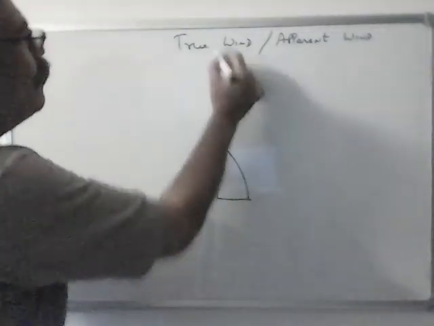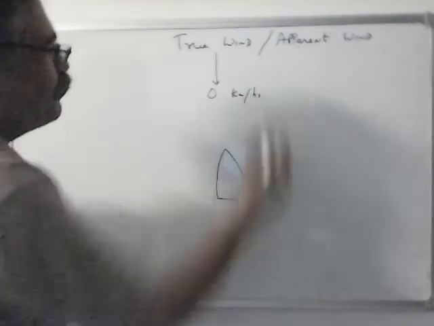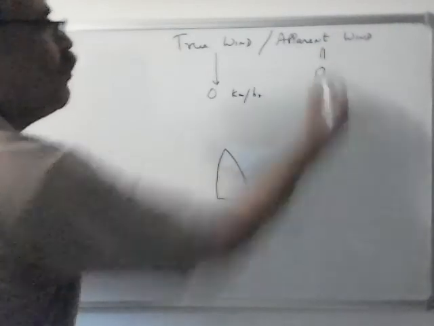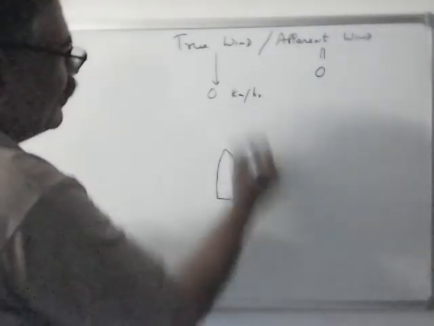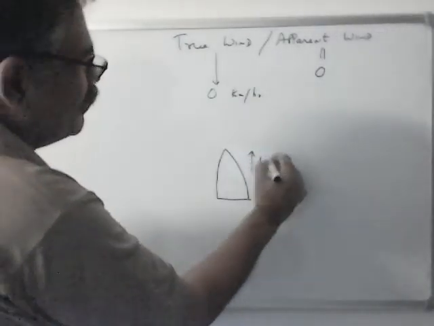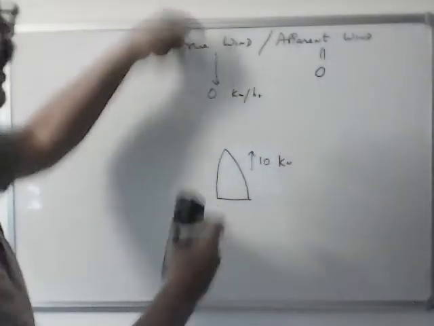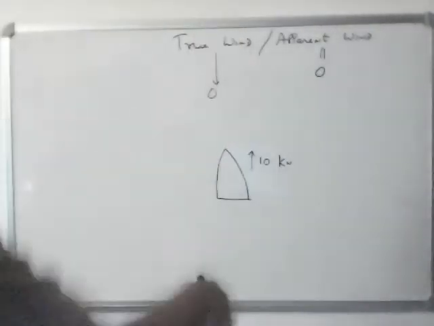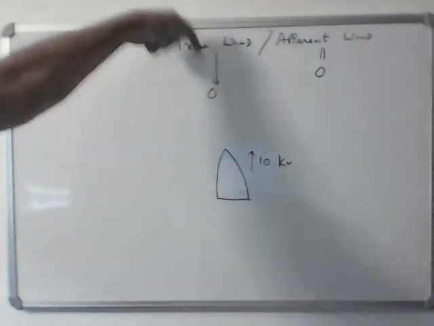So let's say true wind is zero, 0 kilometers per hour. Ship is stopped. So apparent wind will also become zero. Now the ship starts moving in this direction, north direction, at 10 knots, and let's say we have true wind like this, coming from north going to south, at zero speed. Ship speed 10 knots, true wind is zero.